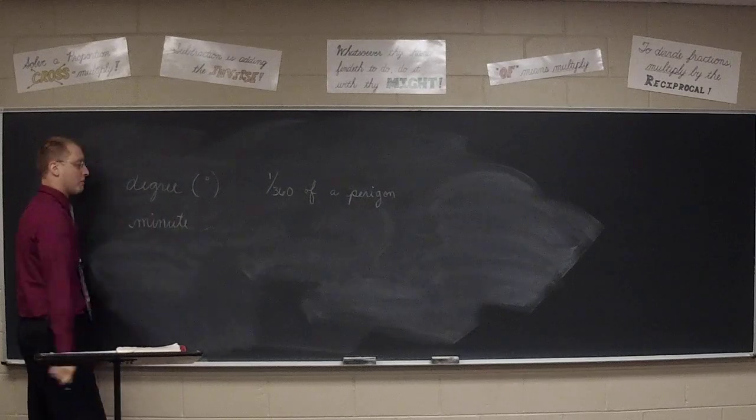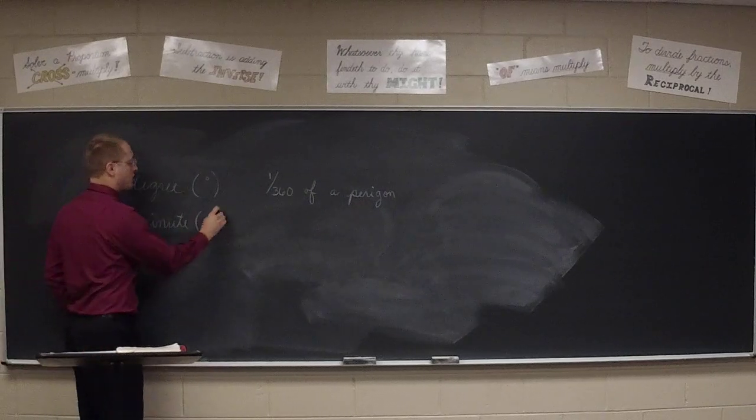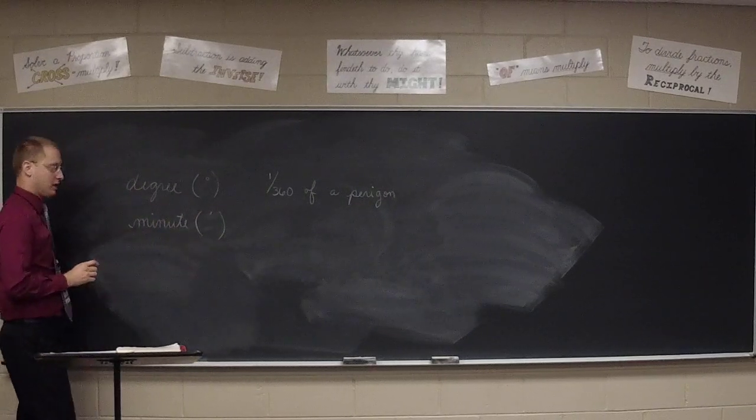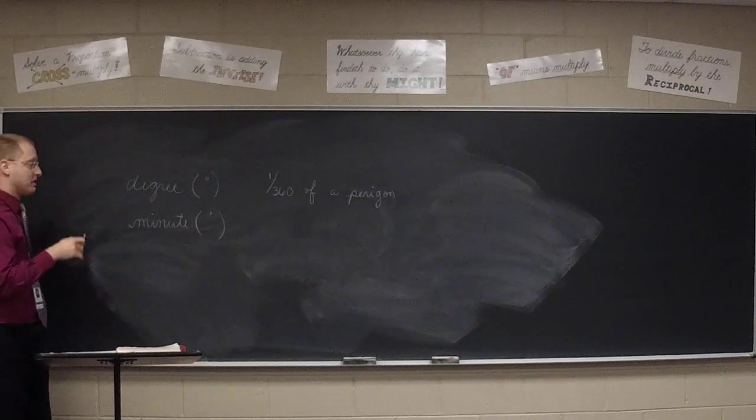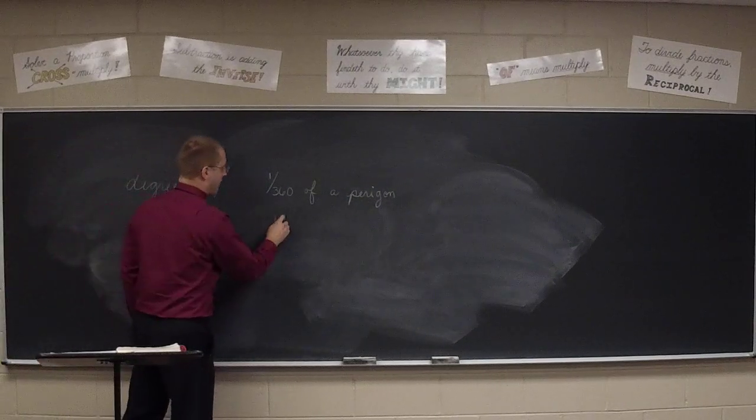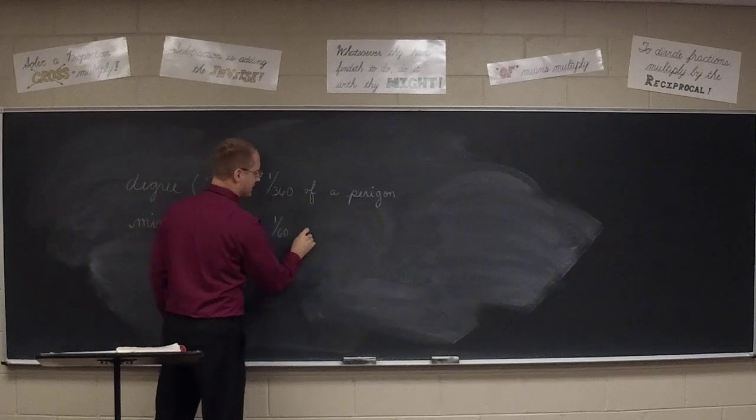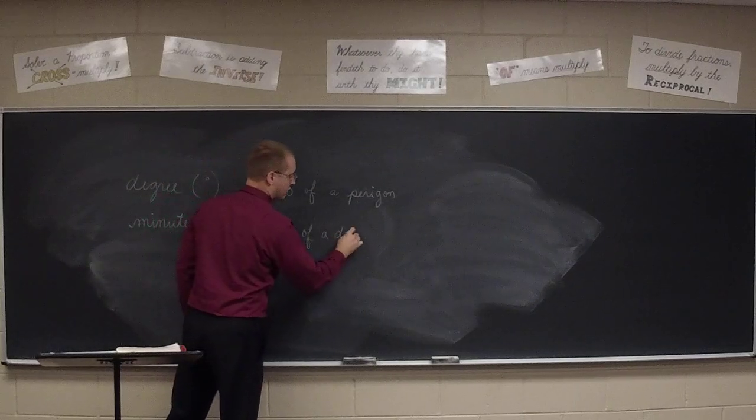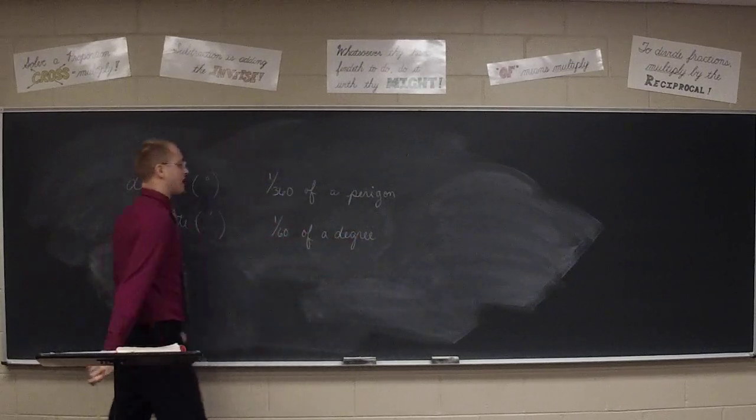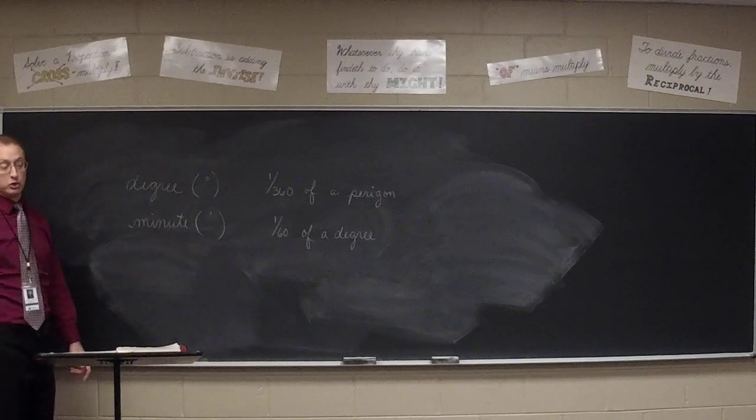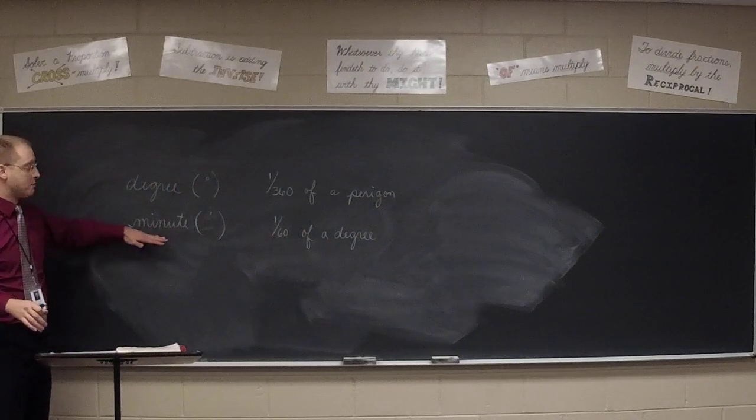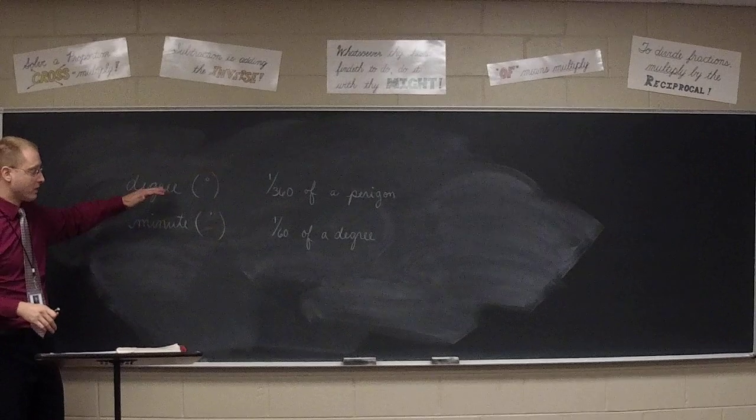So the next term is the term minute. It's going to be notated by a single tick mark, raised like the degree symbol is, and we would say that a minute is 1/60th of a degree. We're used to saying there are 60 minutes in an hour. That's true, but for geometry, we would say there are 60 minutes in a degree.